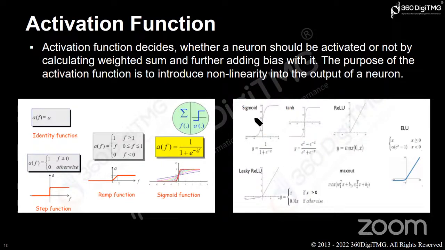So why do we use non-linear functions like this, and even this max out? We use them because without these activation functions, it just becomes a linear regression problem. And this is done to introduce some sort of non-linearity into the output of a neuron. So that is why we use these functions. All right. So let's move forward.